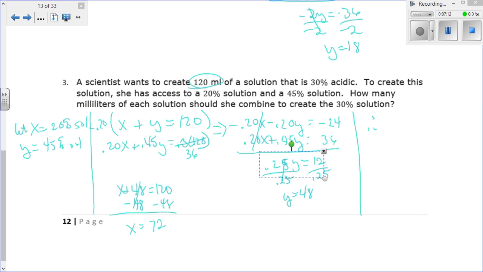So therefore, since x was 72, we'd have 72 milliliters of the 20% solution and 48 milliliters of the 45% solution. So yet another way to do the same problem we were doing the other day.